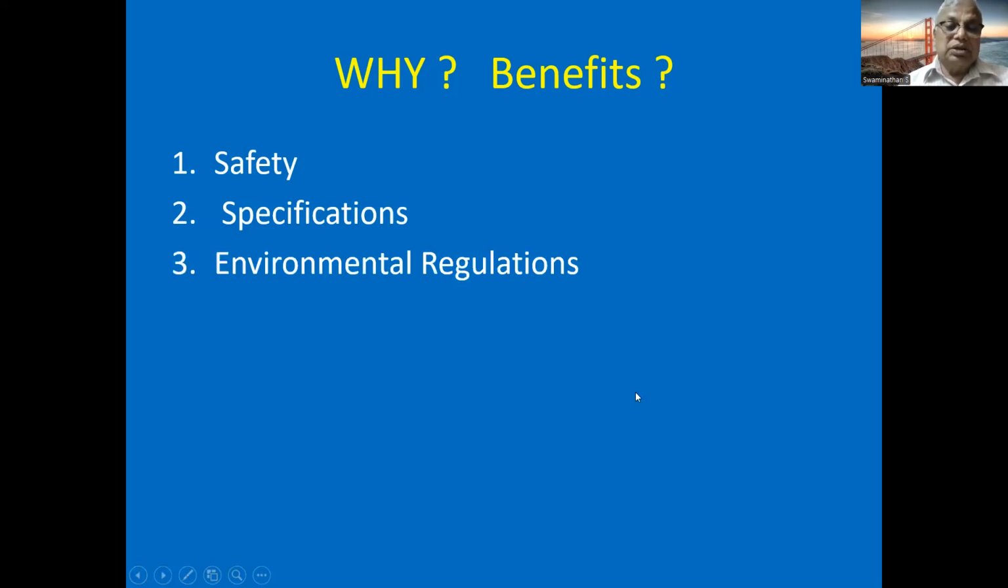And third one, environmental regulations. When a chemical plant is going to discharge effluents or pollutants into surroundings or into lakes or rivers, there are government laws, there are government regulations from environmental point of view and pollution point of view. So the operation of the plant should comply with these regulations.